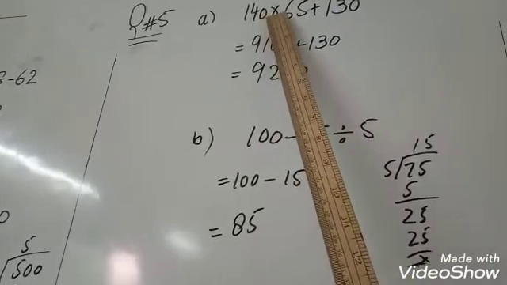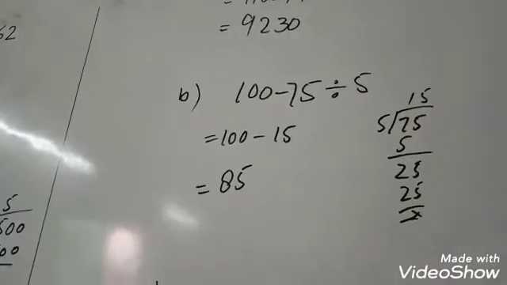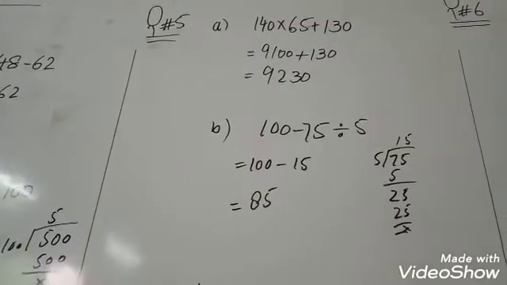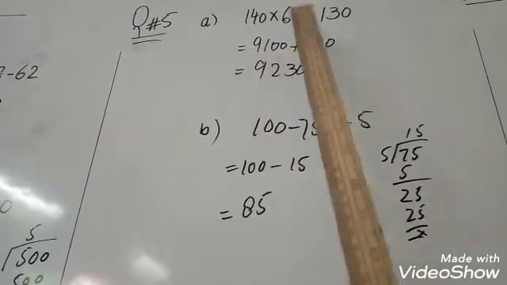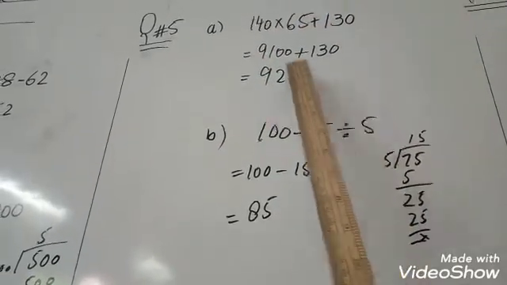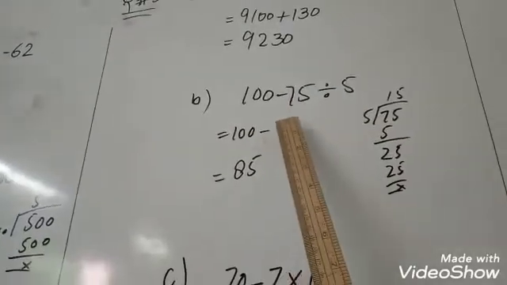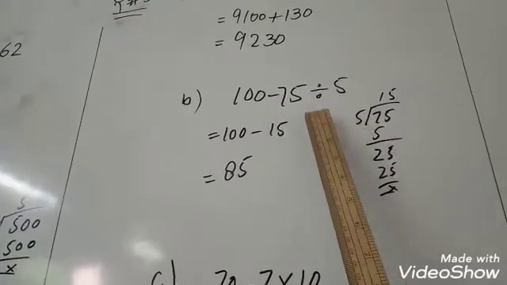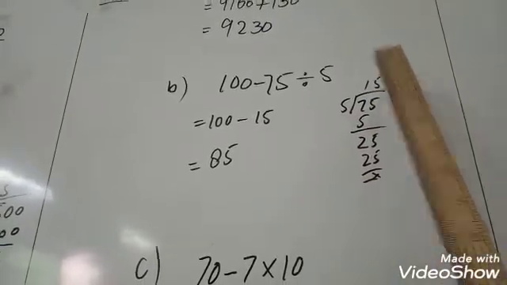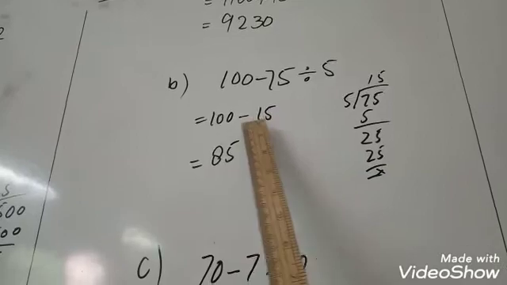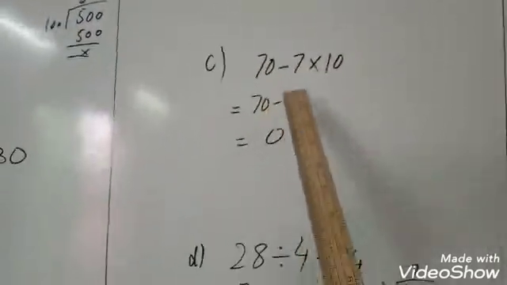Here multiplication plus addition. Multiply these two values, then we get this answer plus 130 as it is. Now we add these two values, then we get this answer. Here subtraction and division. We first solve division. 75 divided by 5, we get 15. Write down here 15. Now subtract these two values. Answer is 85.